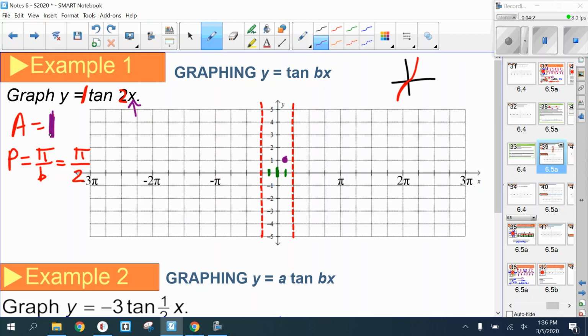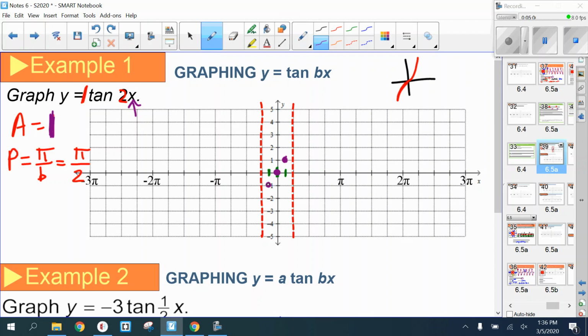If we plug in 0, that's right here. If we plug that in to our function, you would end up finding tangent 0, and tangent 0 is equal to 0. And then if we look right here, that's negative pi over 8. If you plug in negative pi over 8, it's going to turn into negative pi over 4. And tangent of negative pi over 4 is negative 1. You're going to have a dot right there. So get those 3 purple dots down right there. Okay.